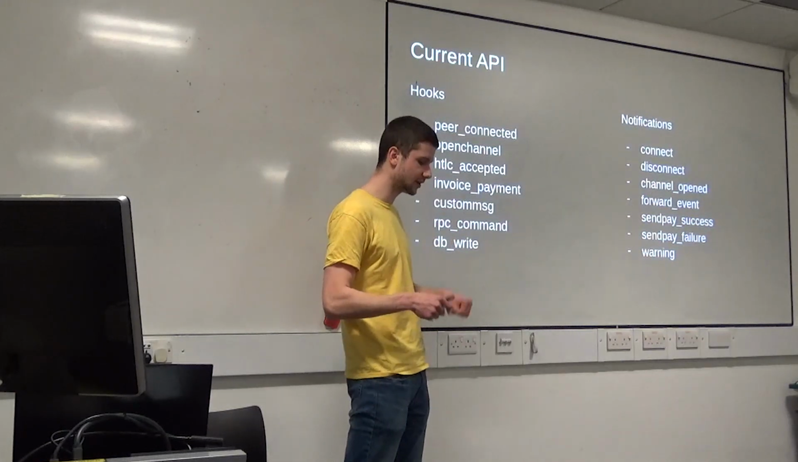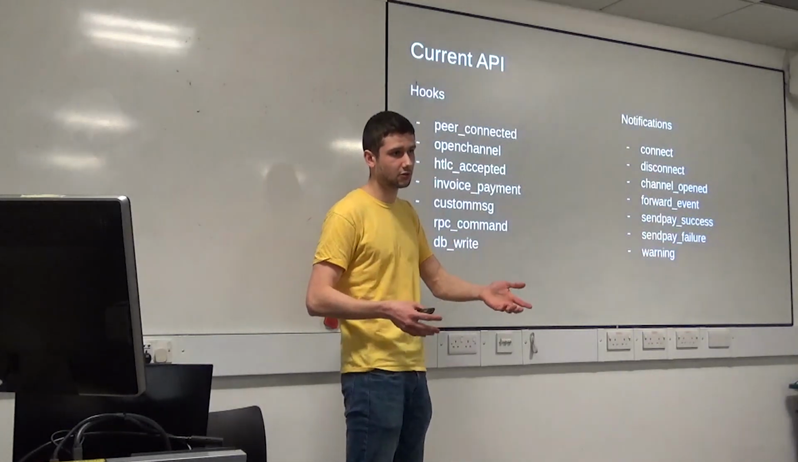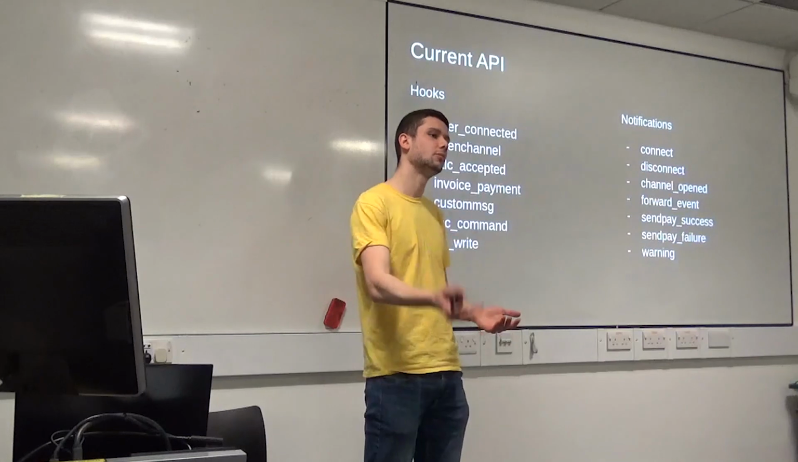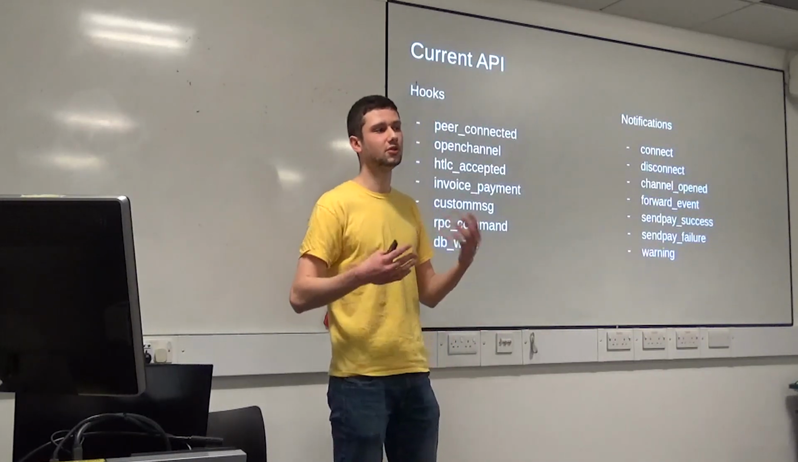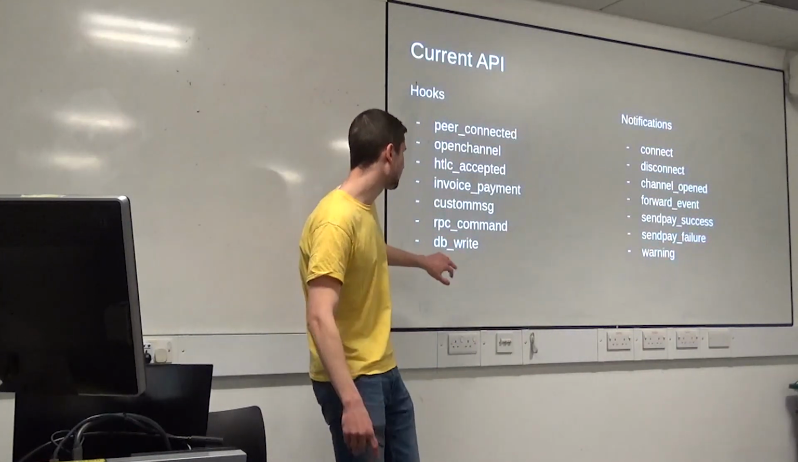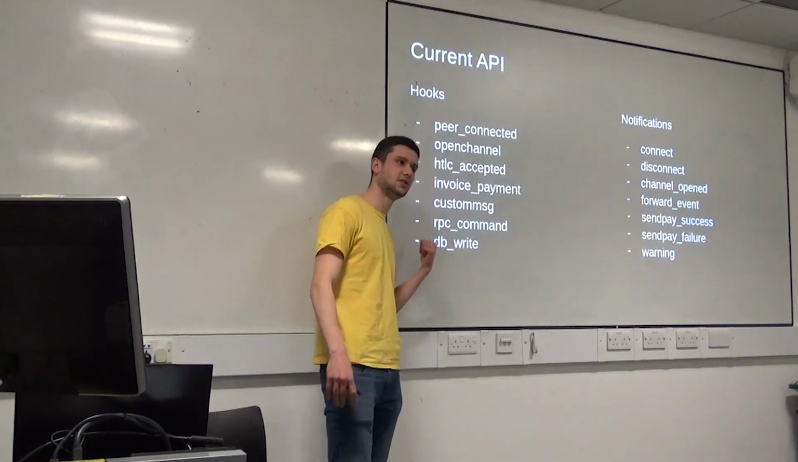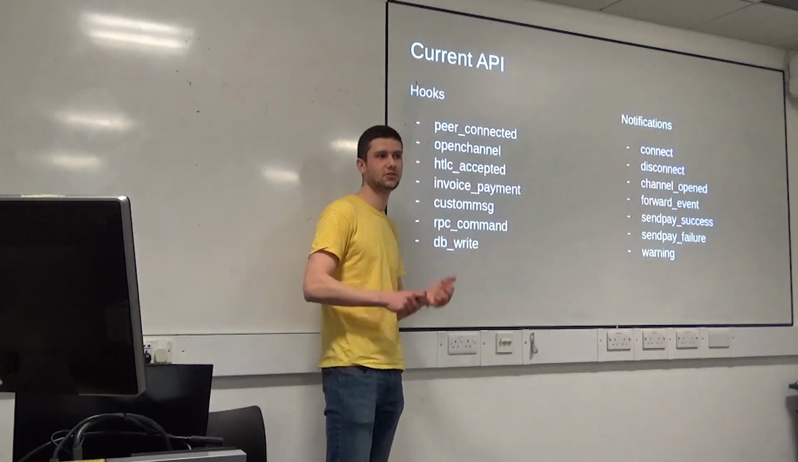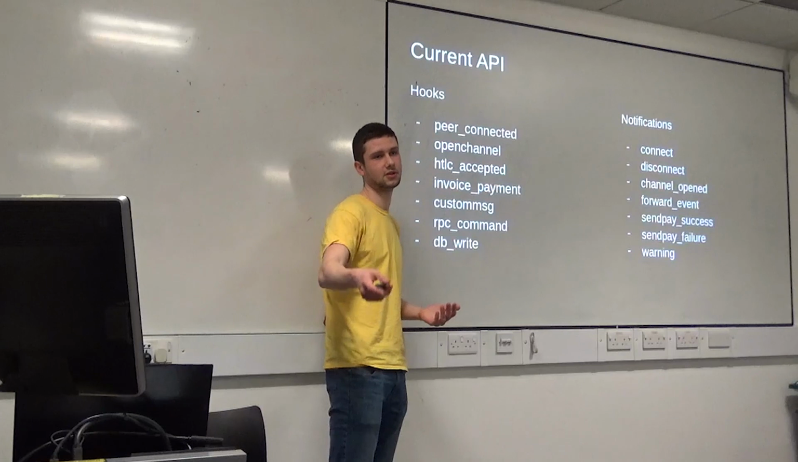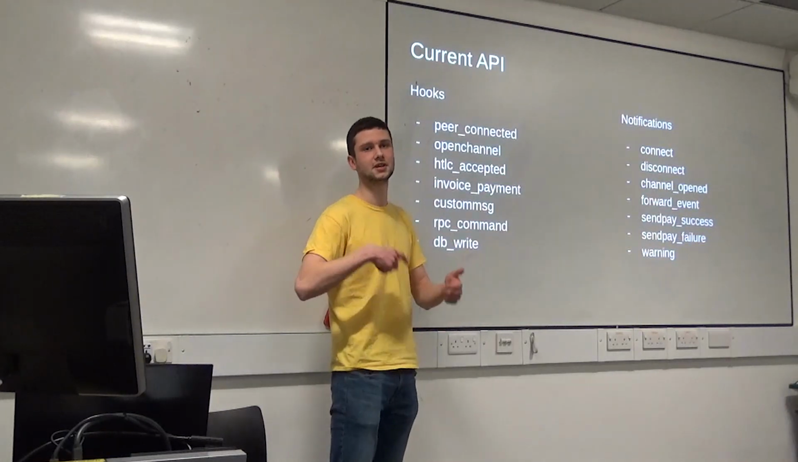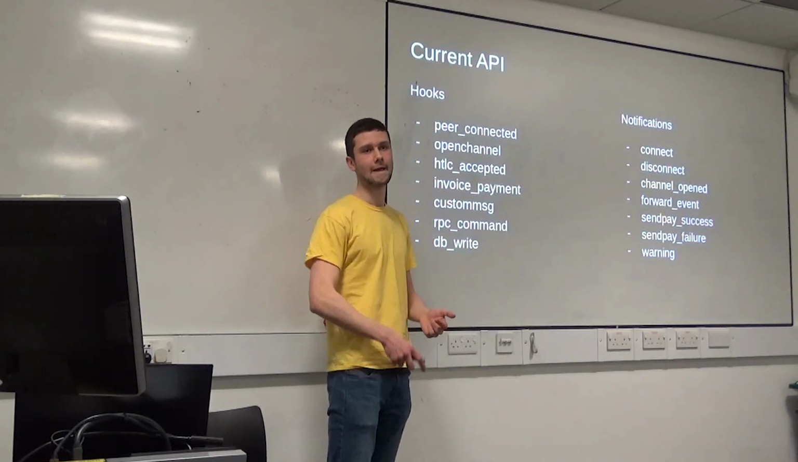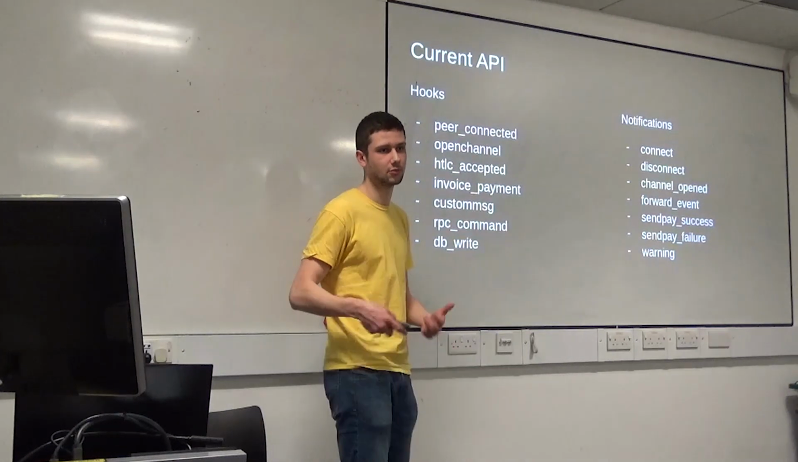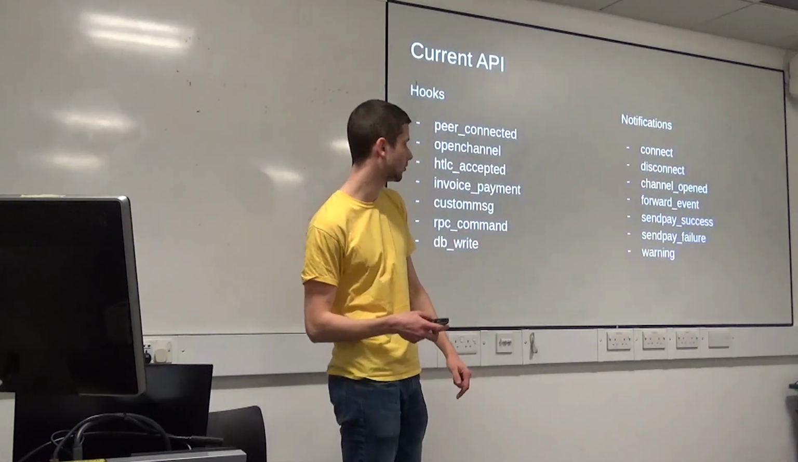To commit to the database, we create database transactions, then we commit to the database. So between the two, if a plugin registers the db_write hook, Lightning will send what we are going to write to the database to the plugin. So the plugin can replicate the database, which is something crucial for Lightning Network clients.